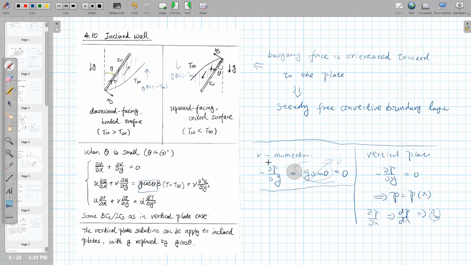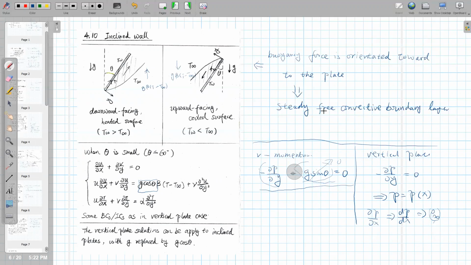Otherwise, the error from the v direction momentum will become very big. When theta is very large, your partial p partial y cannot be 0 anymore, and p will not only be a function of x, but also a function of y. Your problem becomes 2D, and our momentum equation cannot be solved analytically, because in 2D cases you won't be able to do that. So that tells you why this only works when theta is relatively small, because when theta is big, you will have error.